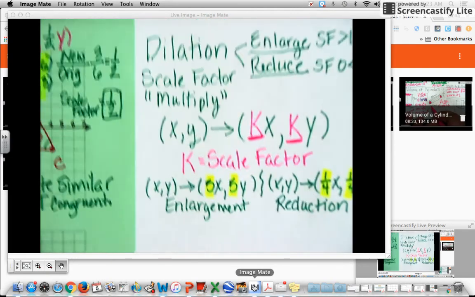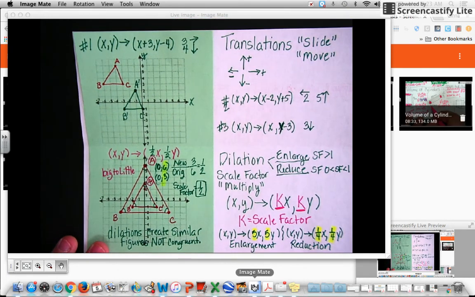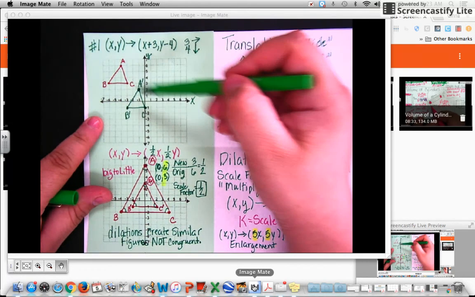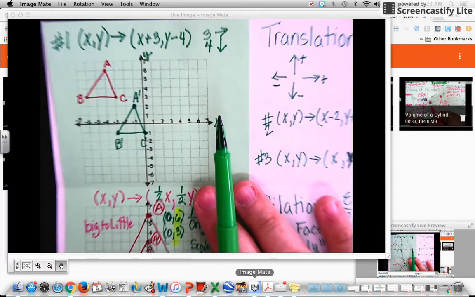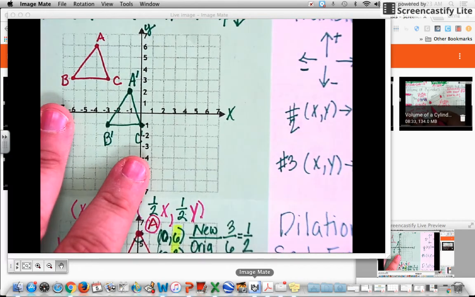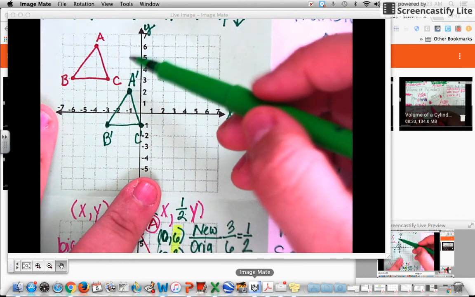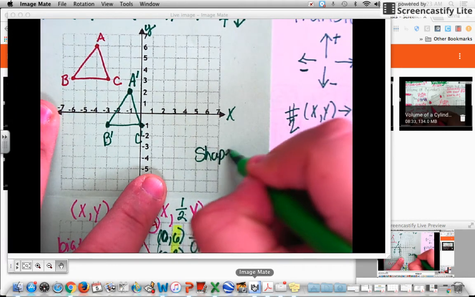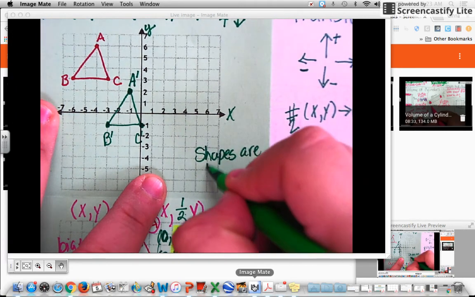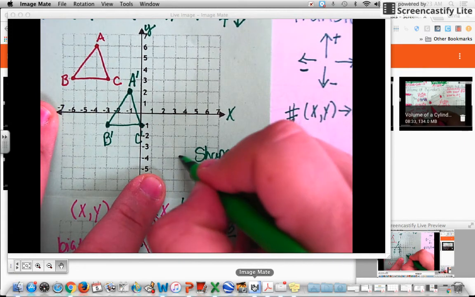And so that I can finish this video on this one, I want to go back really quick to the translations. Back up here to the translation. Original and the new, are they congruent or are they similar? Both shapes are congruent. The size did not change and the shape did not change. So here, shapes are congruent.